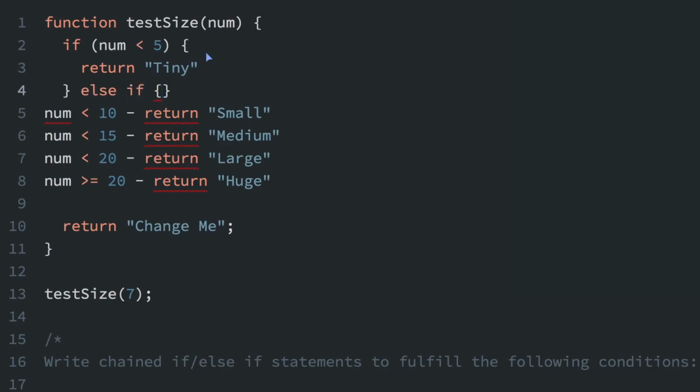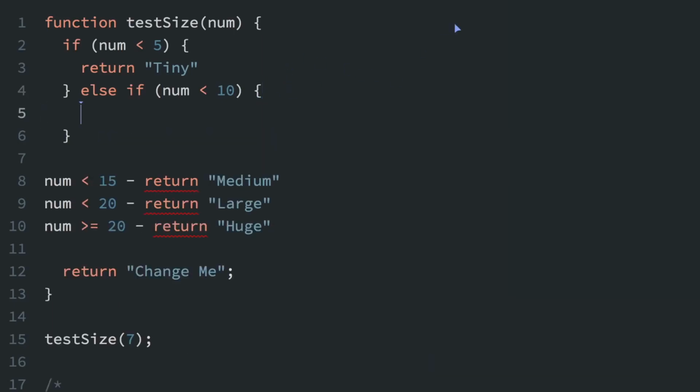And I got the curly braces. First of all, I also need to put the condition in these parentheses. I'm just going to cut this. Number is less than 10, put it right here. And we're going to return this small. So I'll put that in the curly braces here.